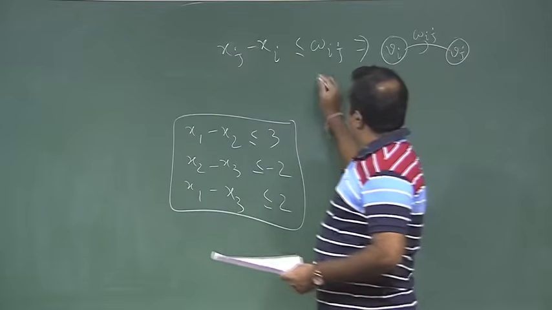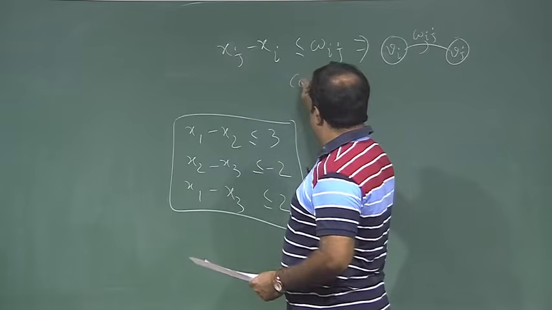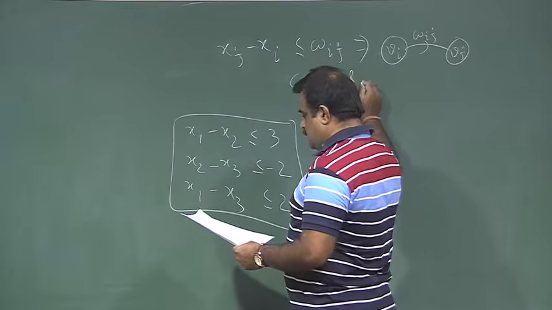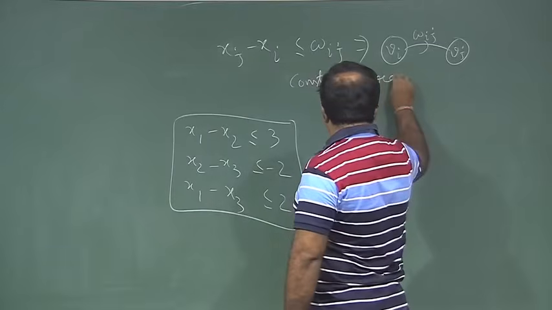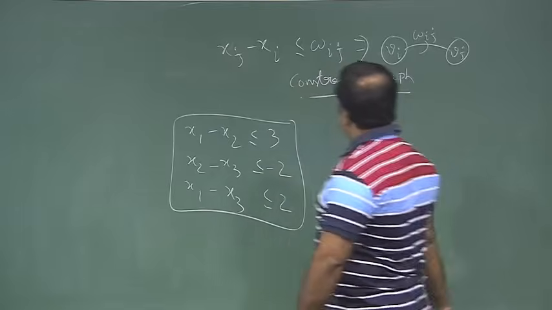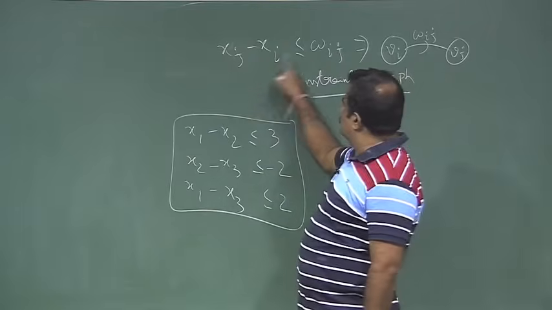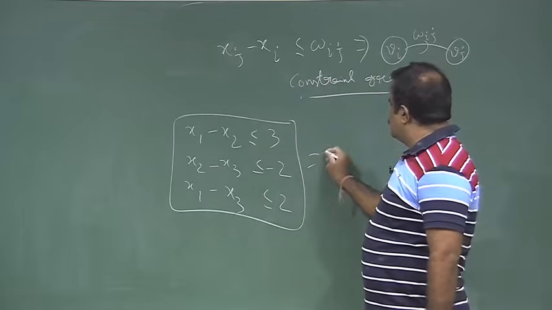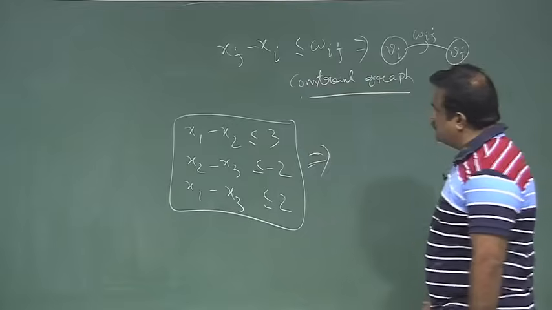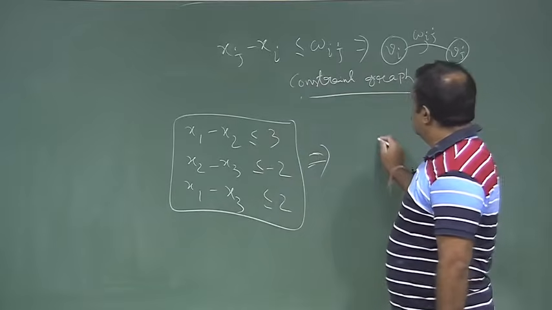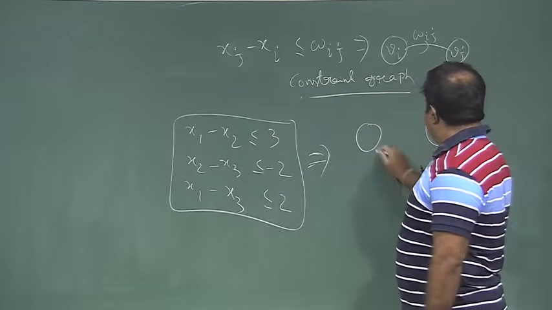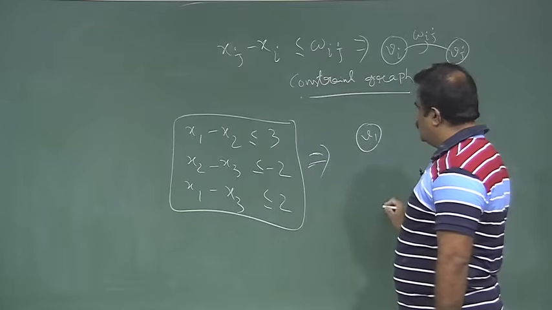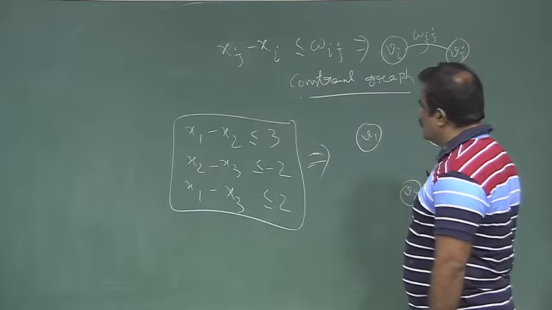If this is a constraint, this is called the constraint graph. So, given a difference constraint, we have this corresponding graph. What is the constraint graph corresponding to this? From this we have x1, which we can denote by v1, v2, then we have v3.